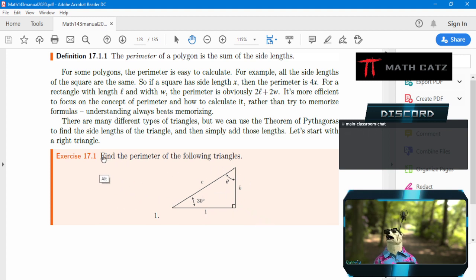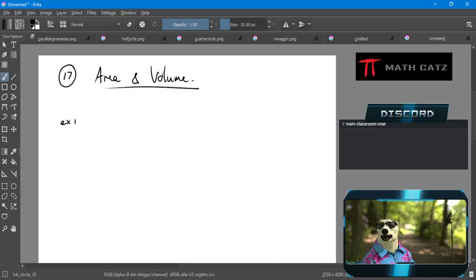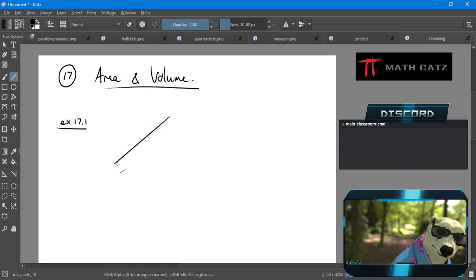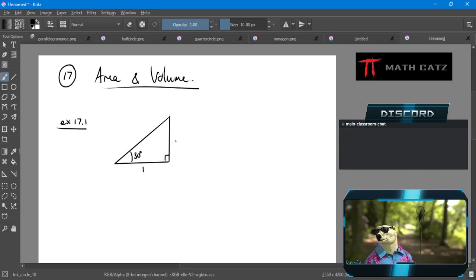For this triangle in exercise 17.1, the perimeter is the sum of all the side lengths, which means I need to find all these lengths in this triangle, and they give me one of them. So let's copy this triangle, example 17.1. It is a right angled triangle. I have 1 and 30 degrees as some information, then a B and a C, and I might not care about the angle, to be honest.